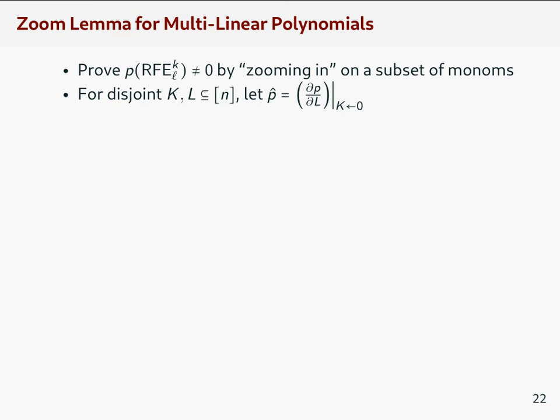So for a multilinear polynomial, in general, you select these disjoint sets K and L. And then you look at taking derivatives with respect to the variables in L and zero substitutions with respect to the variables in K. So this has the effect of throwing out any monomial in P that either depends on a variable in K or does not depend on a variable in L. So it's got this combinatorial flavor of zooming in on a subset of the monomials.